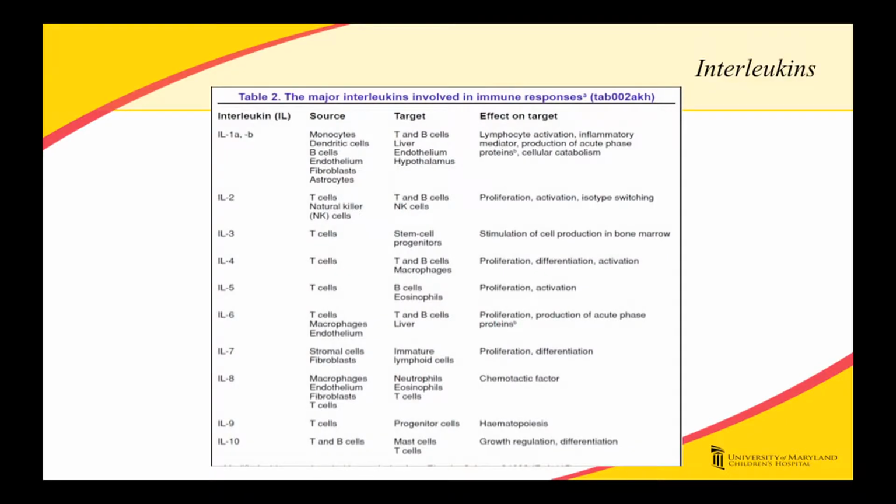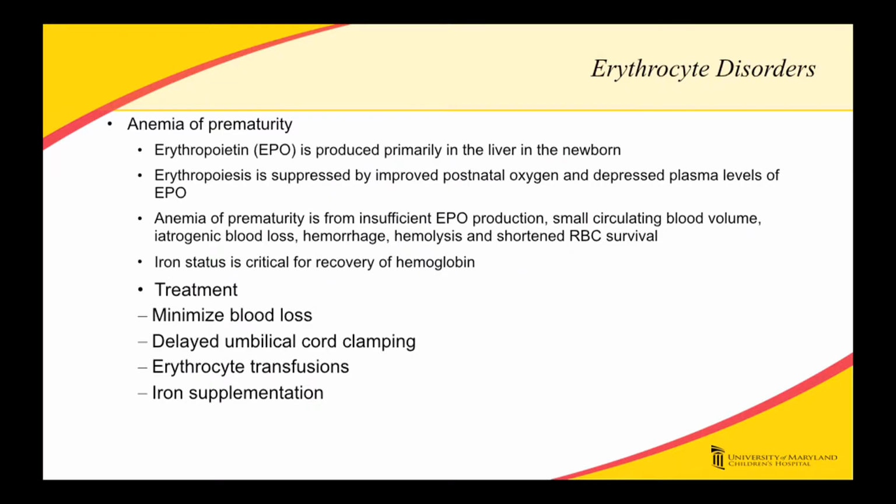Also, we know that there are several interleukins. We know that these cells are impaired and don't have the normal adult levels that we have at birth. So you have IL-1, 2, 3, 4, and if you notice, a lot of these rely on T cells to produce them. And this also helps you to fight off infections.